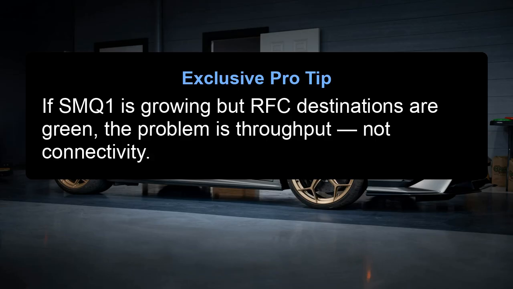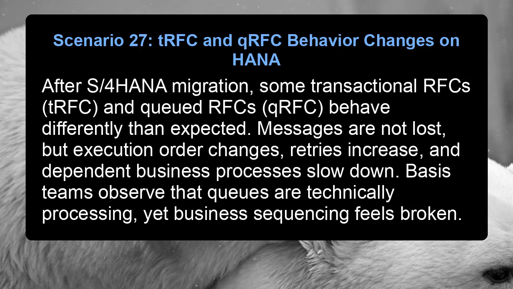If SMQ1 is growing but RFC destinations are green, the problem is throughput, not connectivity. Scenario 27. TRFC and QRFC behavior changes on HANA.